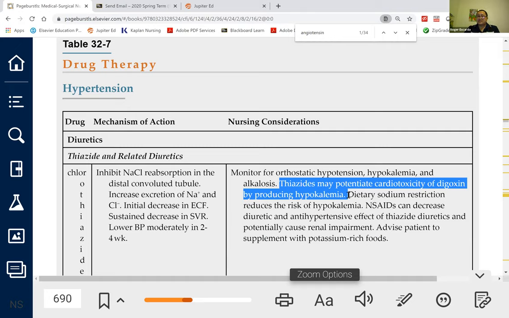Digoxin, when taken at the same time, cannot enter the cell without potassium. So therefore, the lower your potassium level, what will happen to digoxin? Can they enter the cardiac cells? No, the less therapeutic it becomes. So where will digoxin go? You're at risk for toxicity. Exactly. So digoxin will stay in the bloodstream. They can't enter the cell. So that will lead to toxic levels.